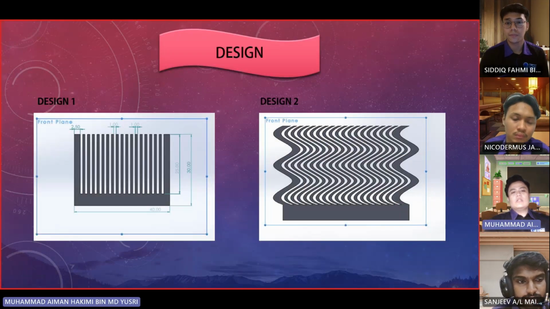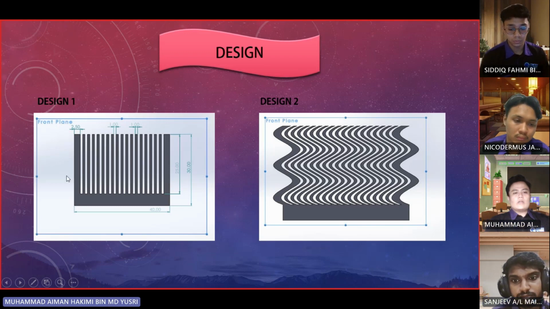So this is our design 1 and design 2. Design 1 we create with a straight cut of plate, and design 2 a wavy plate. The dimensions within these two designs are the same: the base, the height of the base, and the thickness of the plate.